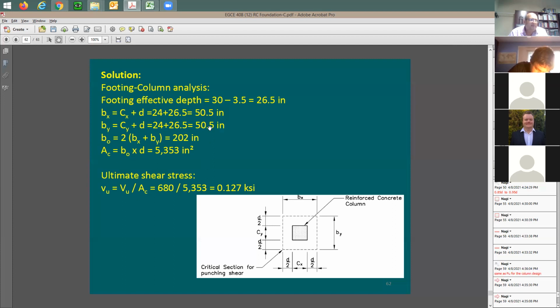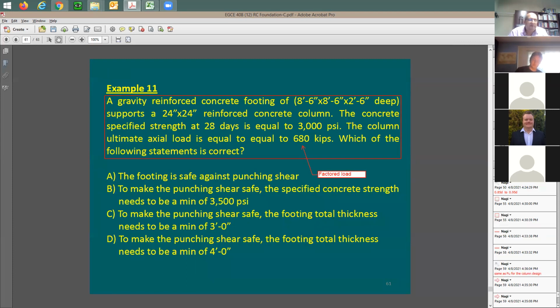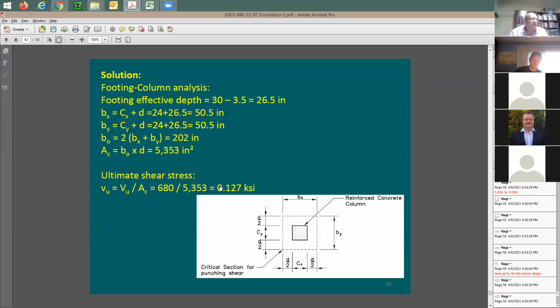Perimeter is going to be 50.5 times 4. It's going to be 202. The sheared area during punching process is going to be equal to this B sub 0, the perimeter, multiplied by the depth, 53 square inches. The demand stress is going to be equal to the 680 kips, which is the column load, divided by 53 square inches sheared area, to be, let's say, 127 psi. So I can say this now becomes 127 psi.